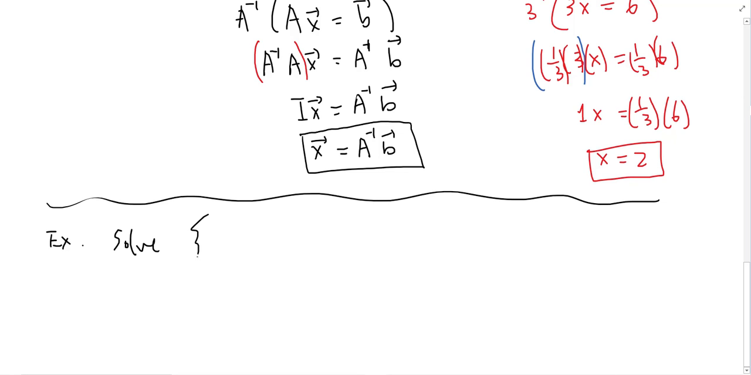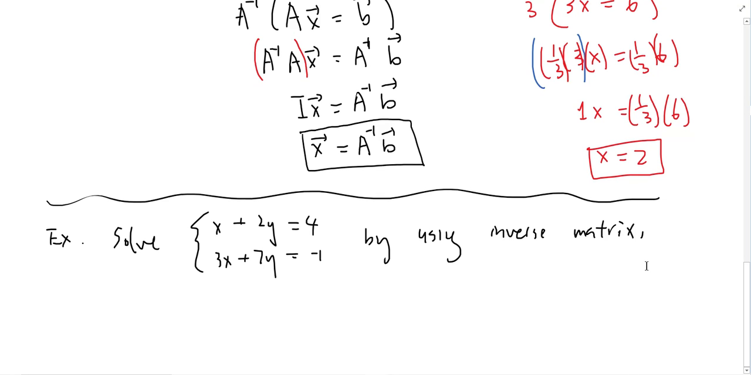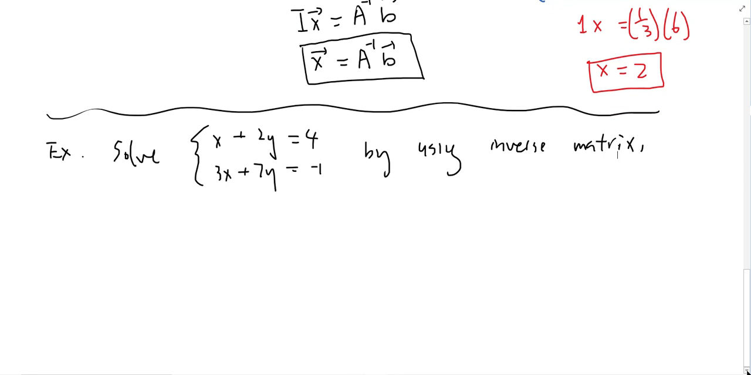Solve this system by using inverse matrix. Now, some of you might already notice the problem with solving this by inverse matrix. I haven't talked to you about how to find the inverse matrix yet. Okay, so therefore you're kind of stuck, because this is 1, 2, 3, 7 multiplied by x, y equal to 4, negative 1. But I didn't tell you how to find the inverse matrix, so how are you going to use the inverse matrix to solve this problem?